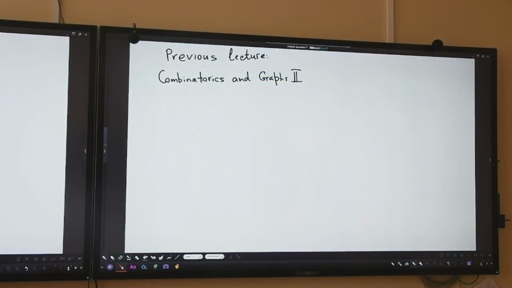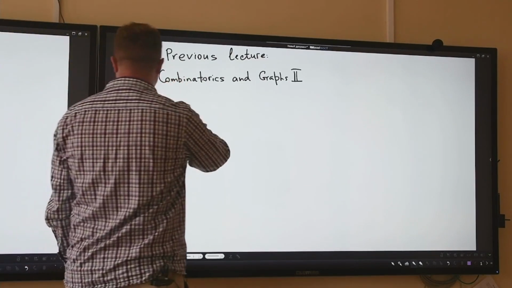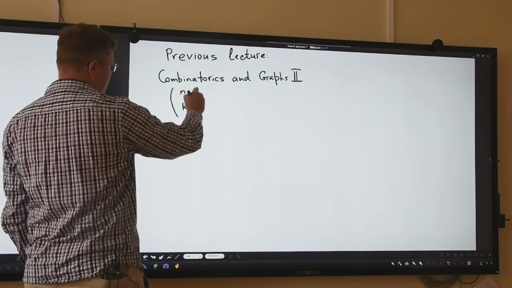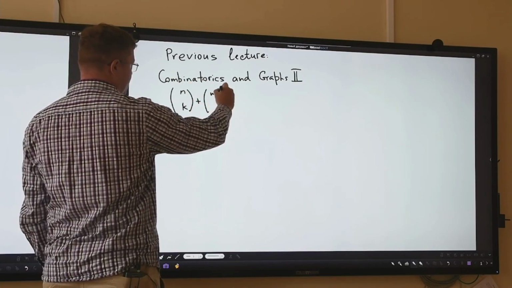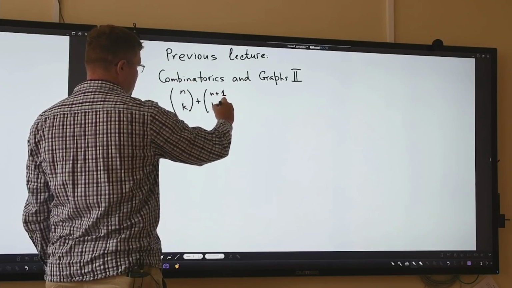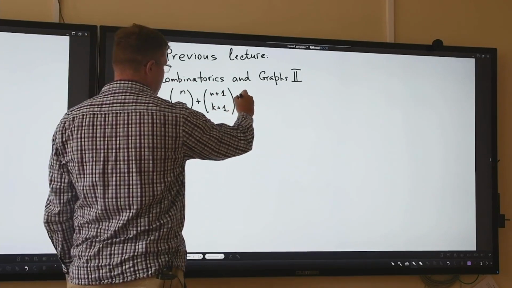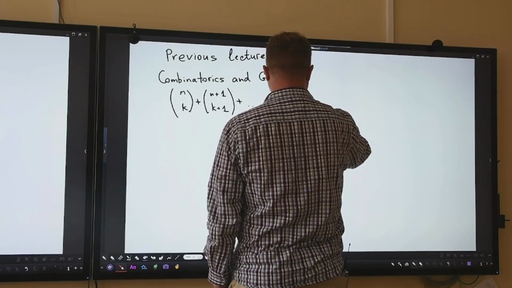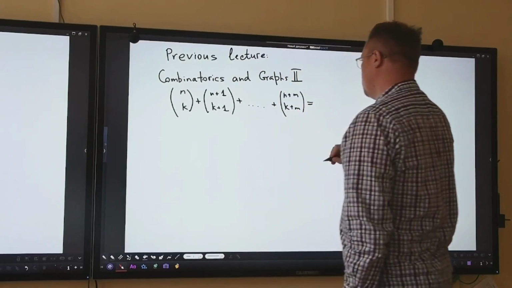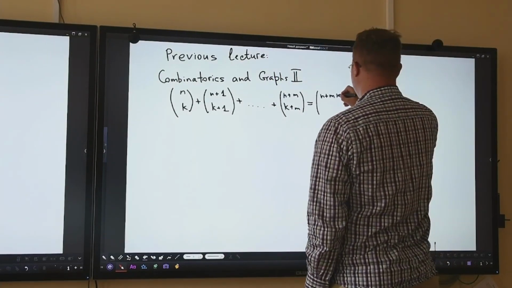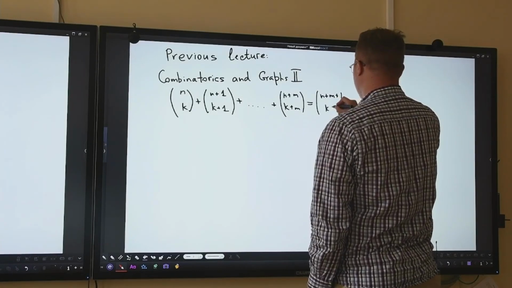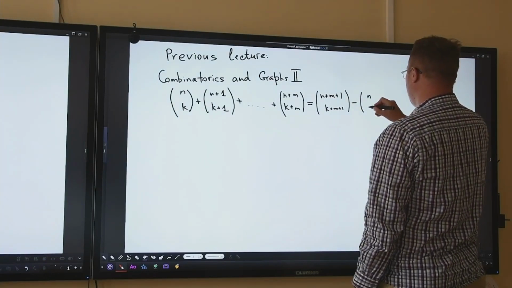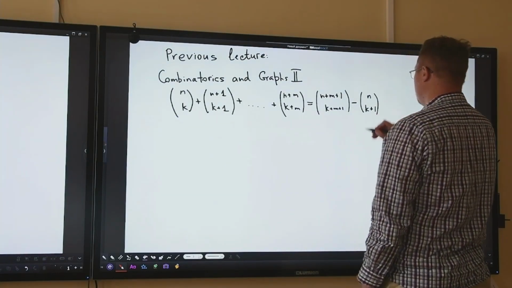On the last lecture, we finished on the following identity, something like this: n choose k plus m plus 1, k plus 1, etc., etc. n plus m choose k plus m is equal to n plus m plus 1 choose k plus m plus 1 minus n choose k plus 1.